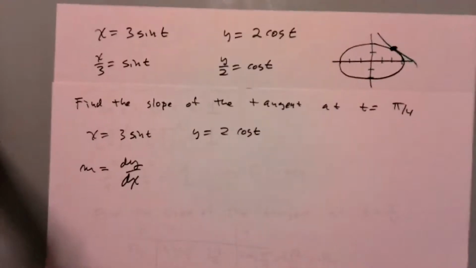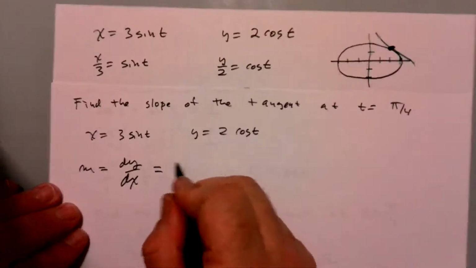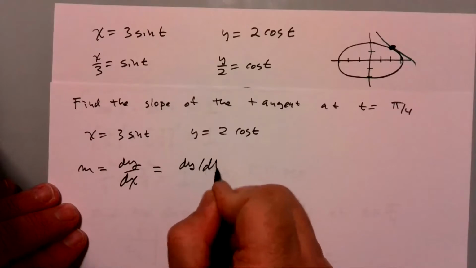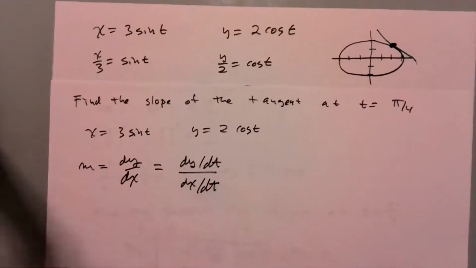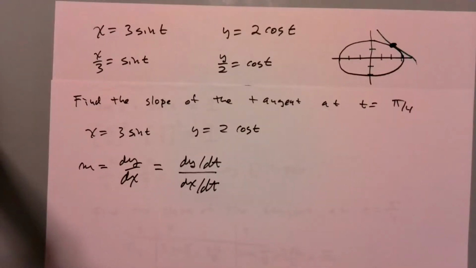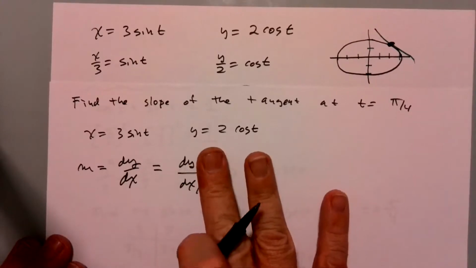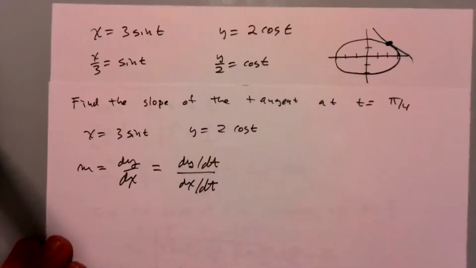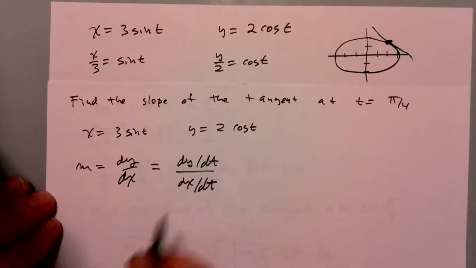Now, I could eliminate the parameter and find dy dx, but I already have t here. So I'm actually going to use t to help me do this. So the slope will be not dy dx, but dy dt divided by dx dt. So look at that for a second. Dy dt divided by dx dt. If you would think of these things as regular fractions, that would reduce to dy dx. Very nice. So I've got to find what dy dt is. I've got to find out what dx dt is.